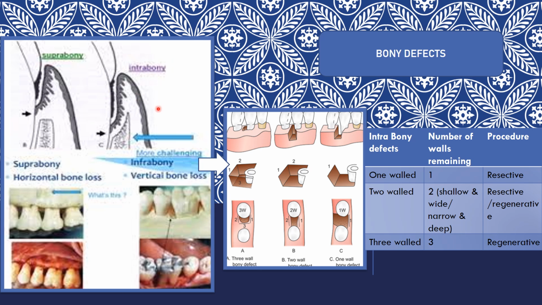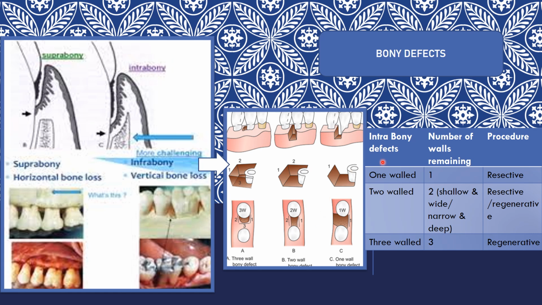This can be horizontal bone loss and vertical type of bone loss. In case of infrabony defects, we will have different types of intrabony defects. That is, it can be 3-wall defects, 2-wall defects, and 1-wall defects. So this is the best diagram you can go through, as it is very clear in these three diagrammatic representations. It will be very clear which procedure will be apt for each type of bone defect.